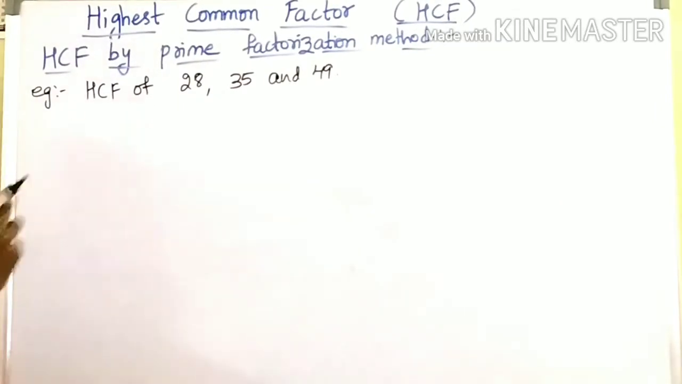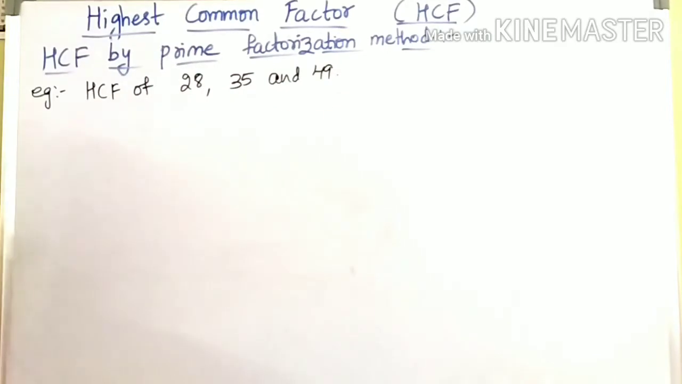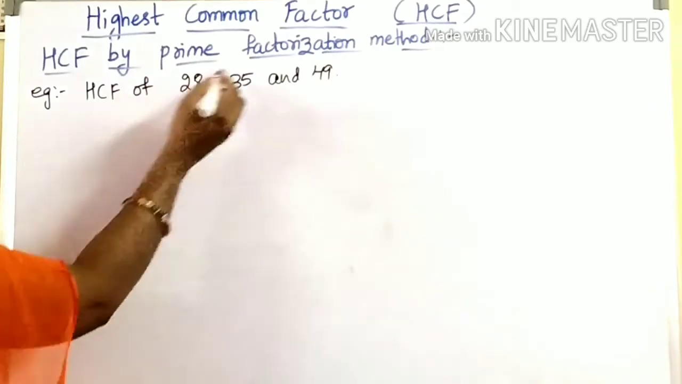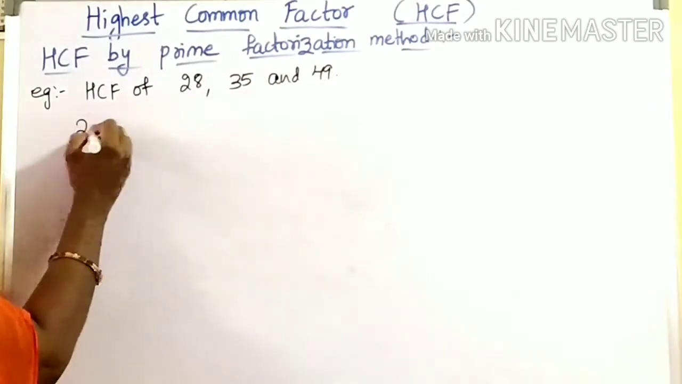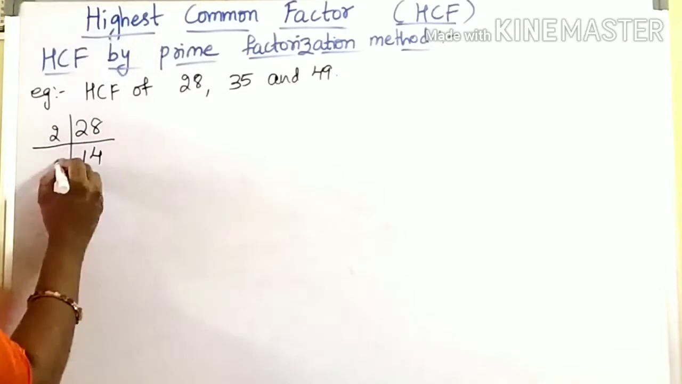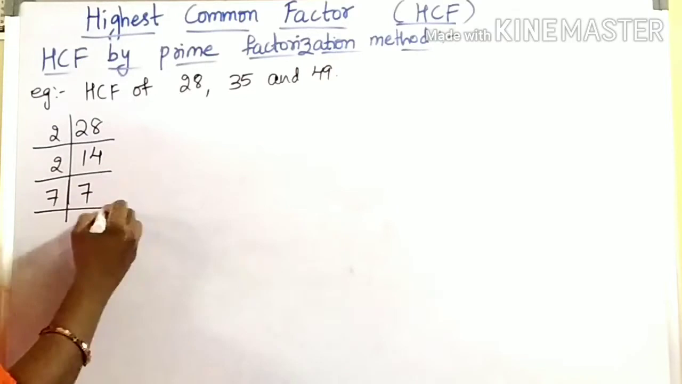Next example, HCF of 28, 35 and 49. So first, what is the first method, children? Write each number as a product of its prime factors, right? Because it is the prime factorization method. So 28. 28 will go in 2 table. Yes, 2 14s are 28. Again 14 will go in 2 table. 2 7s are 14. Again 7 1s are 7.